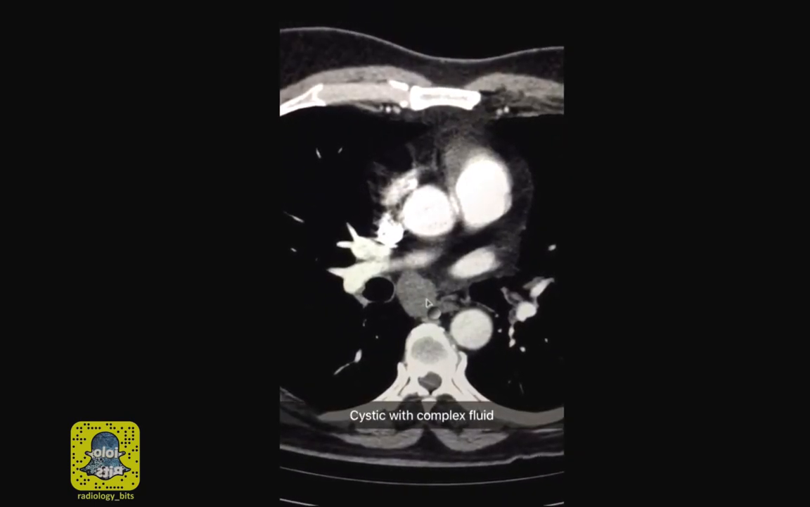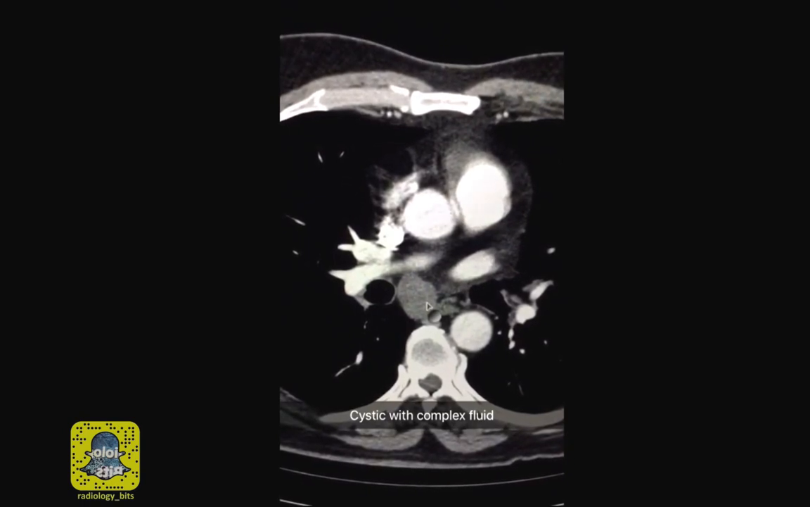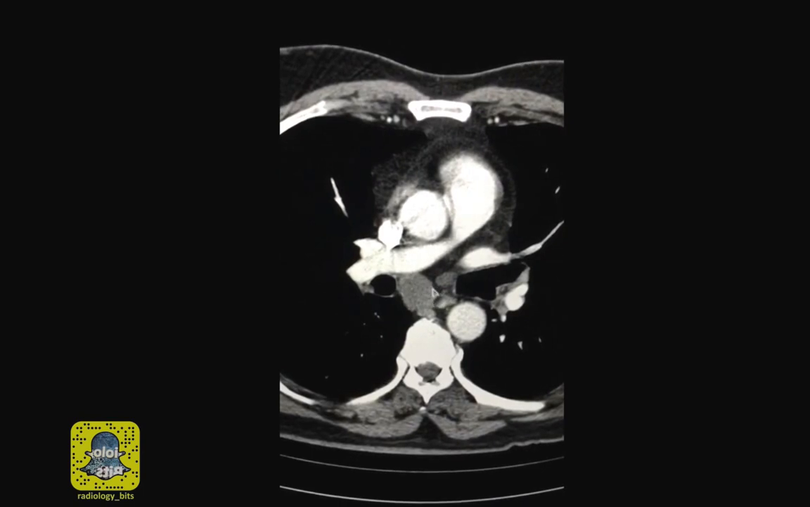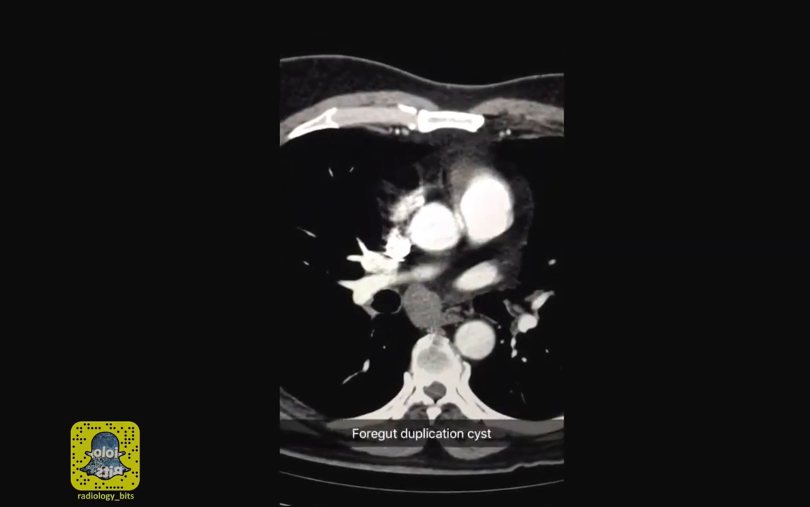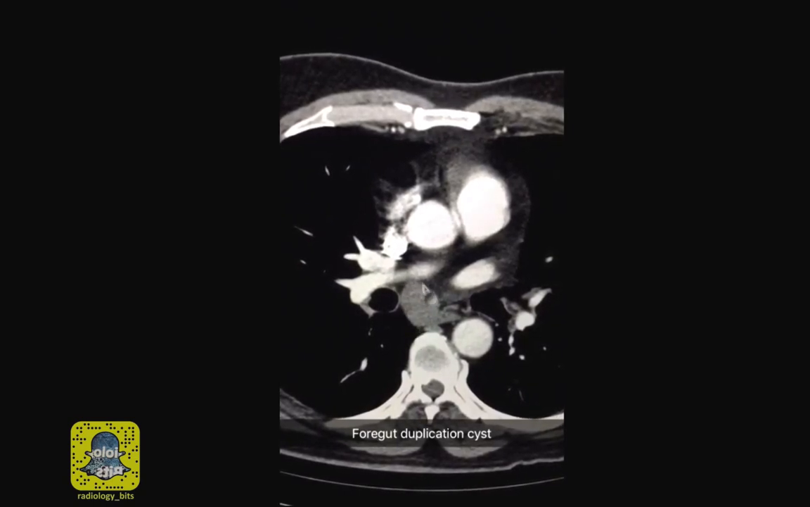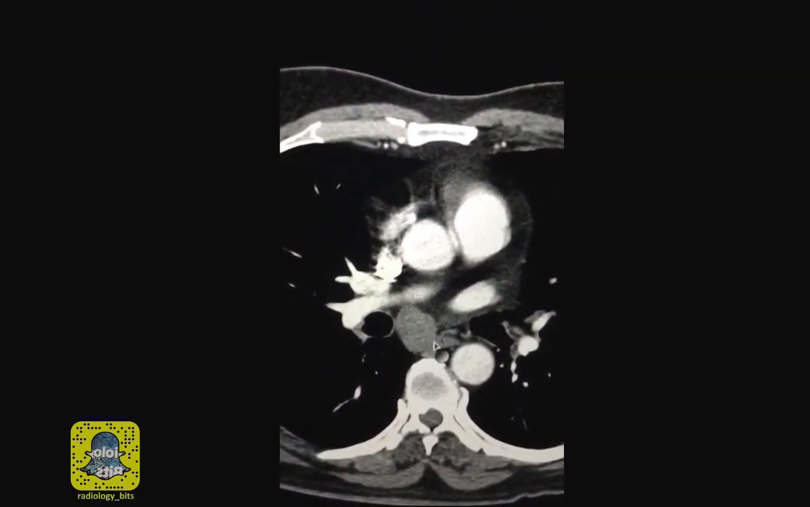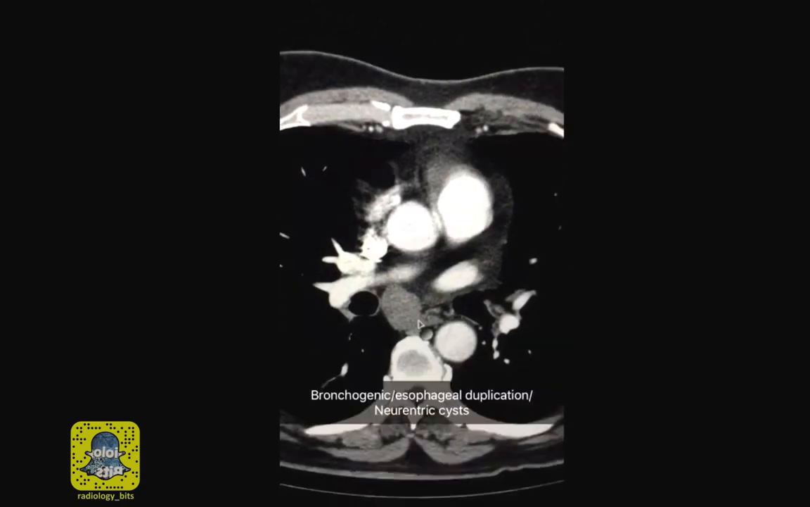Putting everything together, we know that this is a subcarinal cystic component containing proteinaceous or hemorrhagic fluid. So what is the differential diagnosis for a subcarinal cystic abnormality? A purely cystic lesion that is common in this location is a foregut duplication cyst. A foregut duplication cyst is a congenital abnormality that arises from either the airways, enteric structures, or neural elements.